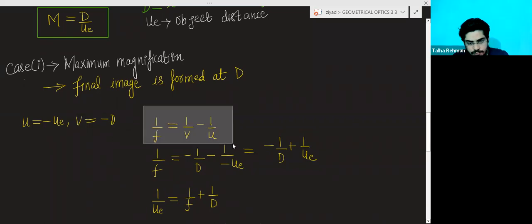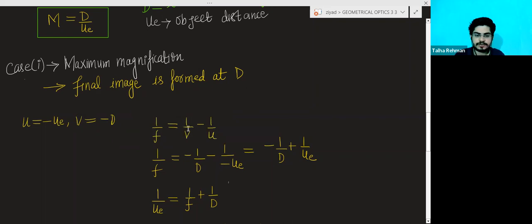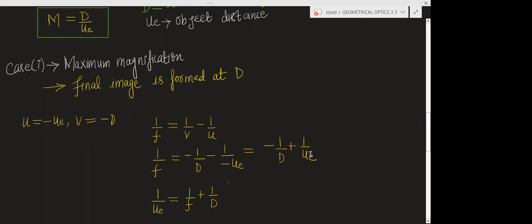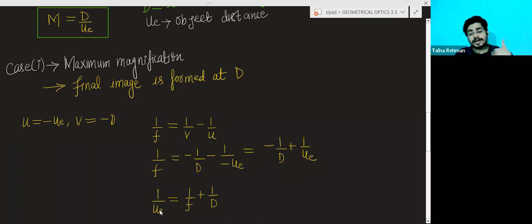Now you can use the lens formula. 1 upon f is equal to 1 upon v minus 1 upon u, where f is the focal length of the lens. So you put 1 upon f equal to, instead of v, minus D, and instead of u, minus U E. So you will have minus 1 by D plus 1 by U E. Finally, you will get the value of 1 upon U E. Why are we calculating 1 upon U E? Because we want to find the value of magnification.